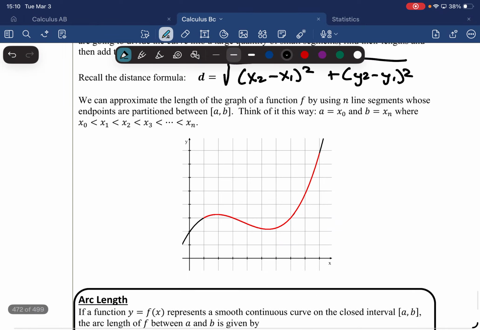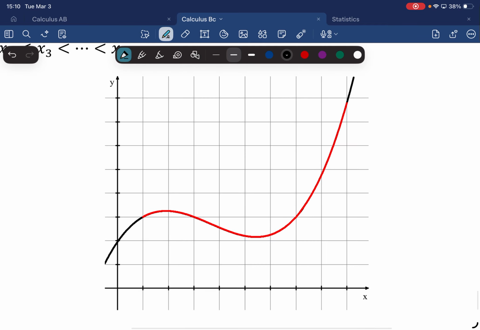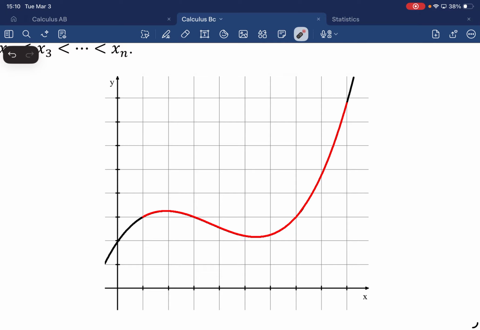So on your notes, since you don't have it color-coded like mine, go ahead and get a different color pen or highlighter and highlight where on my notes there's red. While you are doing that, you don't need to write what I'm writing.